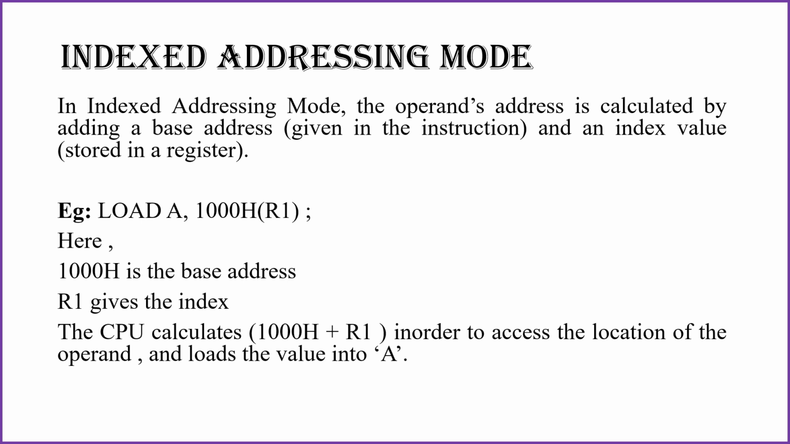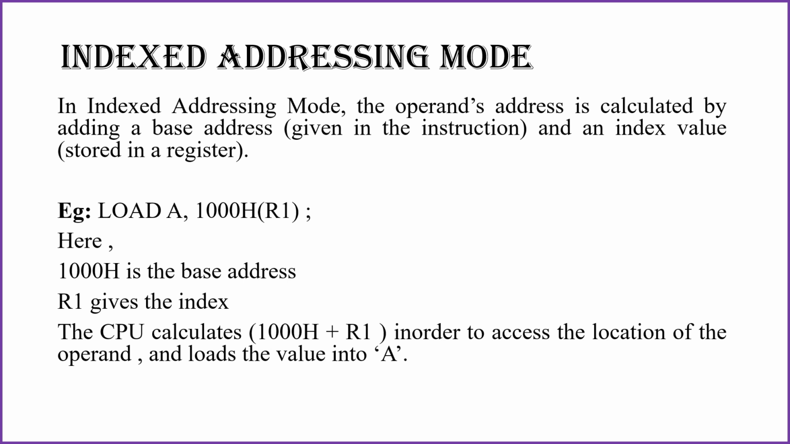The next addressing mode is the indexed addressing mode. In indexed addressing mode, the operand's address is calculated by adding a base address, which is given in the instruction, and an index value, which is stored in a register, and it is commonly used for accessing arrays or lists in the memory. The example instruction given here is load A, 1000H and R1.